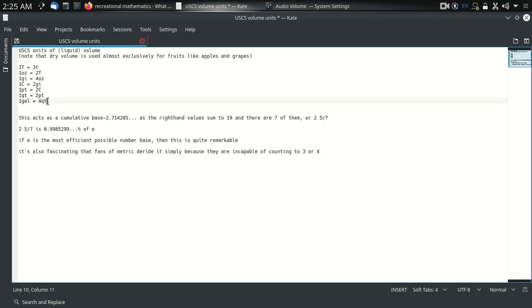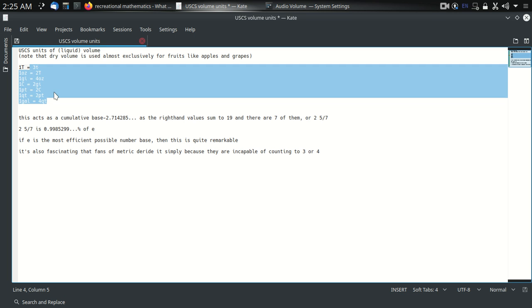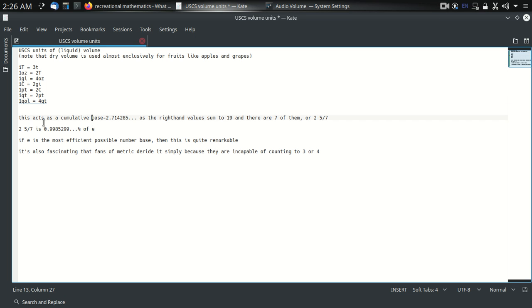So if this is the subdivision of a gallon that is naturally used, and it approximates very, very accurately a base E number system, and base E is the most efficient possible number base, that's something right there. And it's also fascinating that fans of metric deride it simply because they're incapable of counting to 3 or 4.